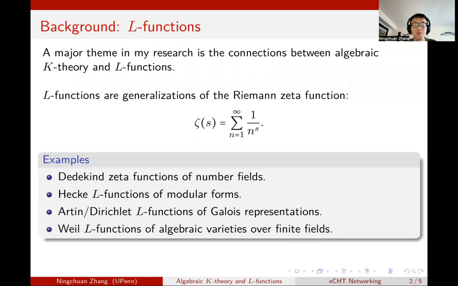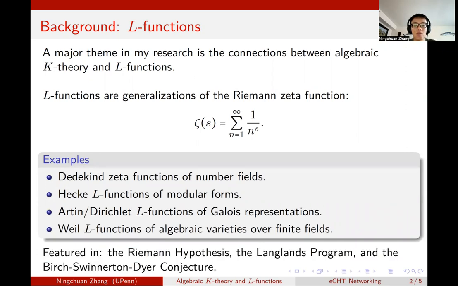They are also featured in many major open questions and ongoing programs in mathematics, like the Riemann hypothesis, the Langlands program, and the Birch–Swinnerton-Dyer conjecture.